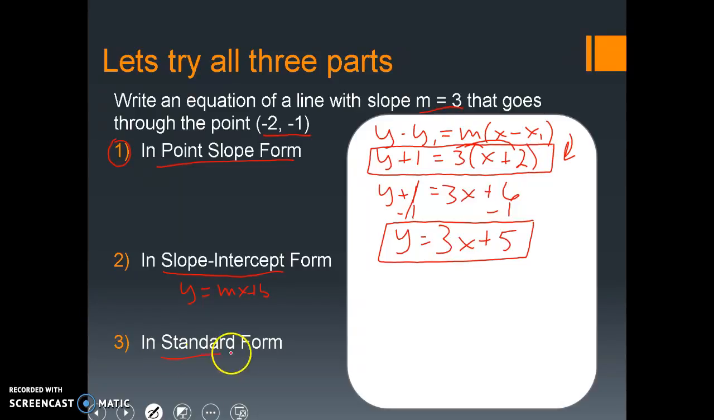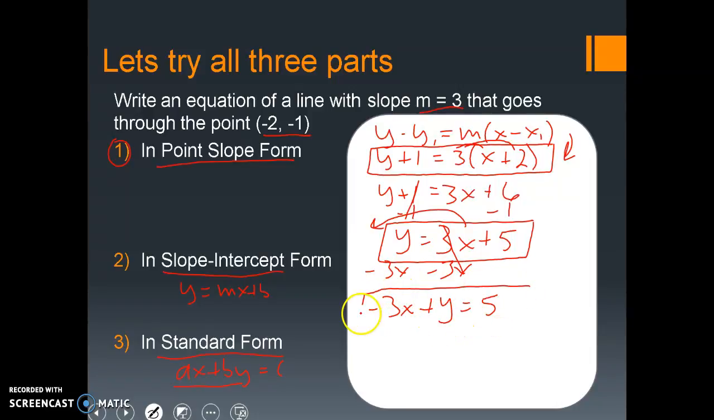Then your last 5 questions, you're going to put this equation in standard form. Remember, standard form is ax plus by equals c. In other words, the x and the y are on the same side of the equation, which means we're going to want to move this 3x to the other side of the equation. So what I'm going to do is subtract 3x from both sides. So this is gone, and I will have negative 3x plus y equals 5. And now that is in standard form.